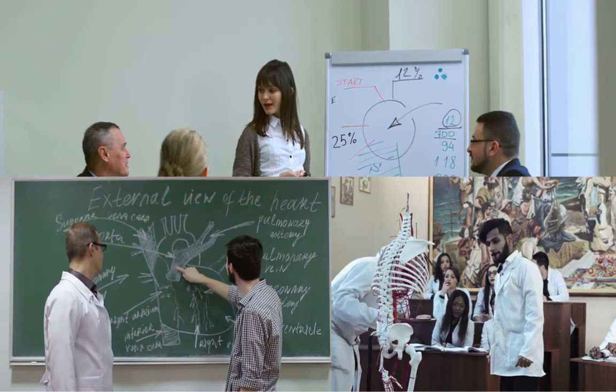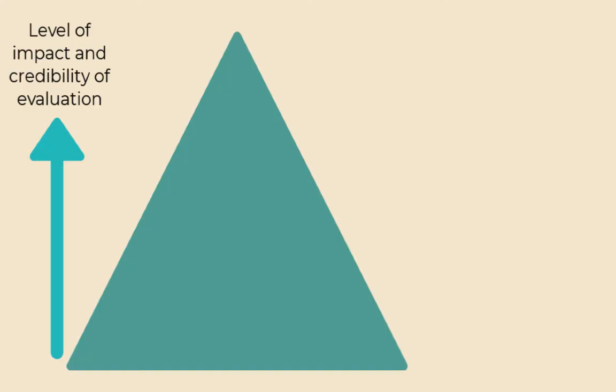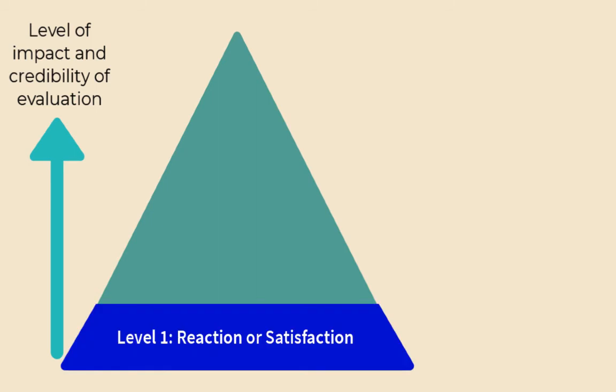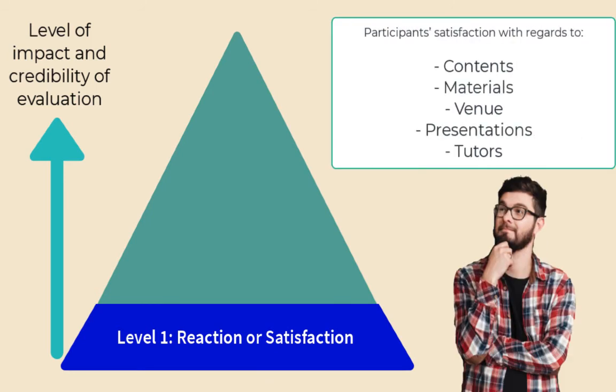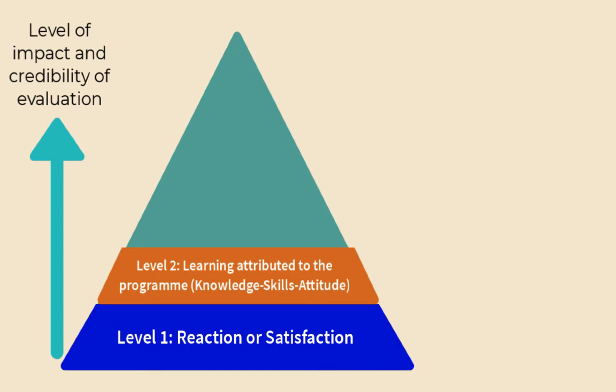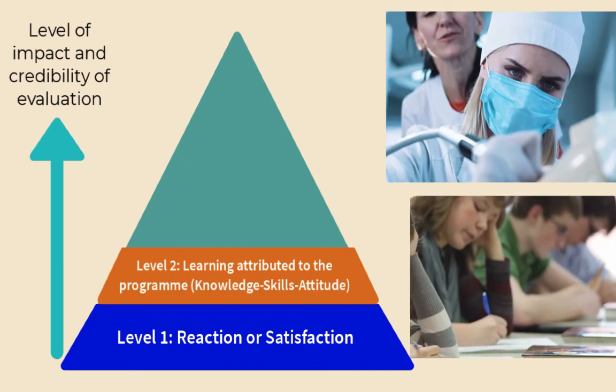As I am sure you already know, this has been commonly shown as a pyramid. At the base of the pyramid, we find the first level, which is what we commonly do to evaluate programs, to seek learners' reaction or satisfaction to the program. This includes questions about user satisfaction with regards to contents and materials, the venue, the presentation, and instructors, amongst others. The second level evaluates the learning attributed to the program. Have students learned anything from the program? And this can be regarding knowledge, skills, or attitudes.